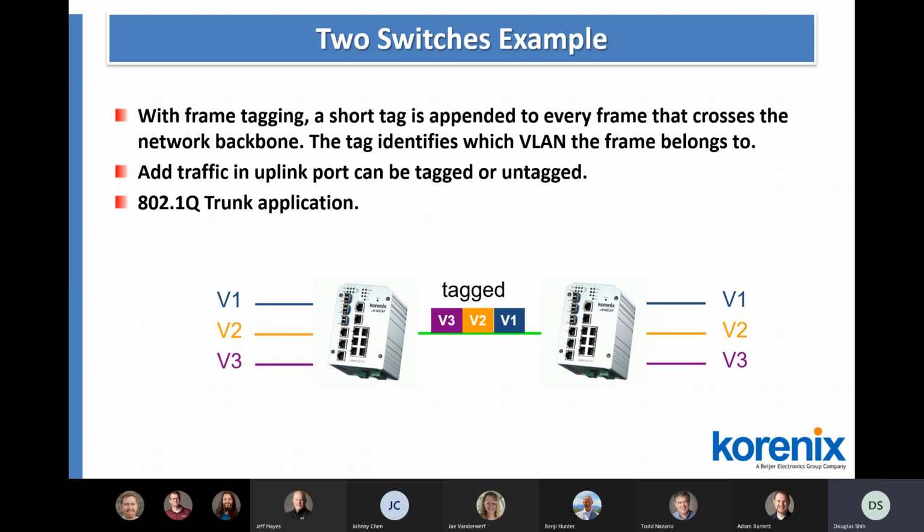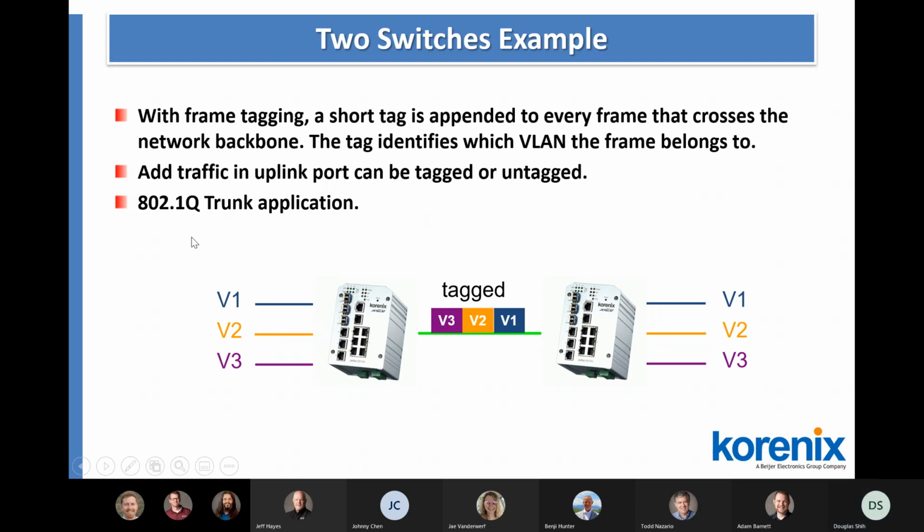If we use a VLAN between two switches with frame tagging, a short tag is applied to every frame crossing the network backbone. For example, the backbone is between switch 1 and switch 2, so the packets between the two switches are tagged. The tag identifies which VLAN the frame belongs to. Also, for the traffic on the uplink port, we can use tag or untag, depending on the request from the customer.